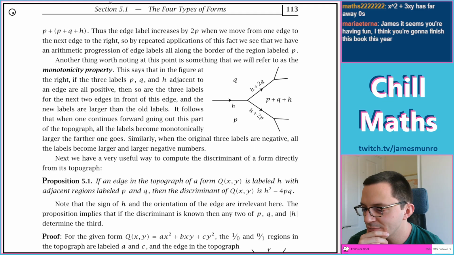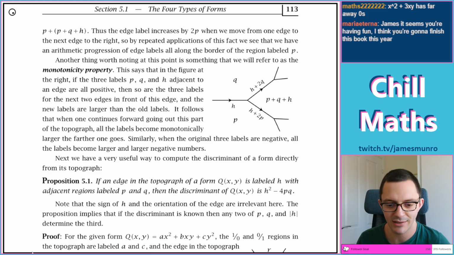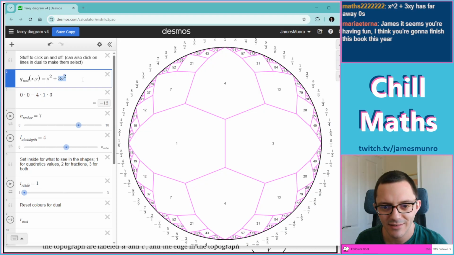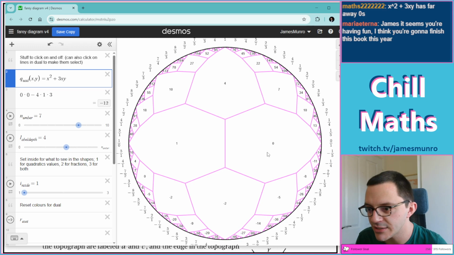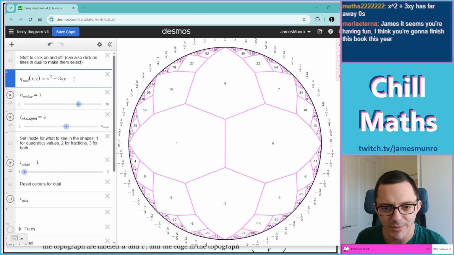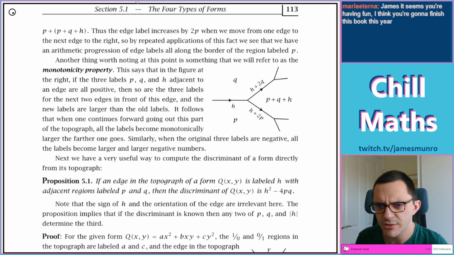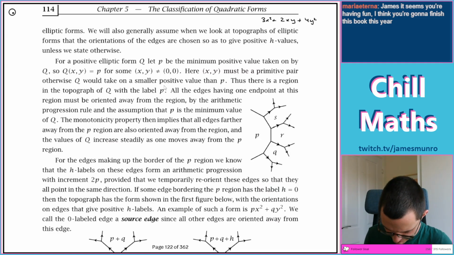x squared plus 3xy has far away zeros. Let's have a look at that. Seems good. Oh, I see what you mean. Zeros in different places, right? So I can see a 0 here, and it's got another one over there. So you can have a couple of them. And it's got a discriminant, b squared minus 5c, 9, which is positive square. Right, so what am I misunderstanding about this discriminant fact?